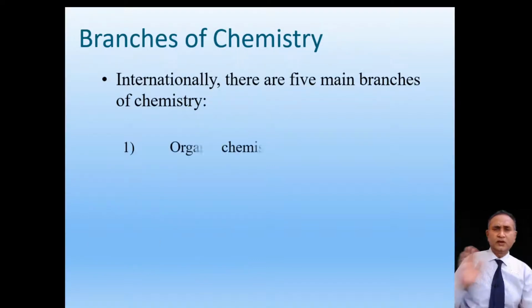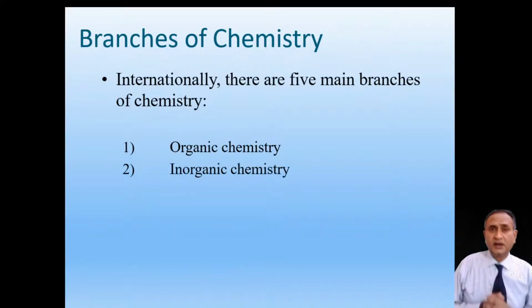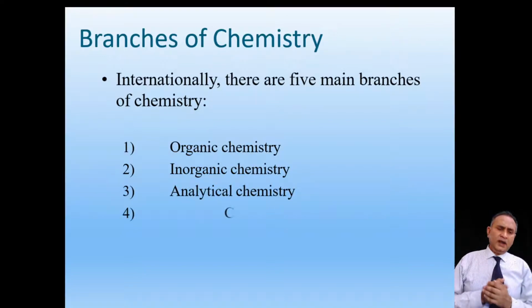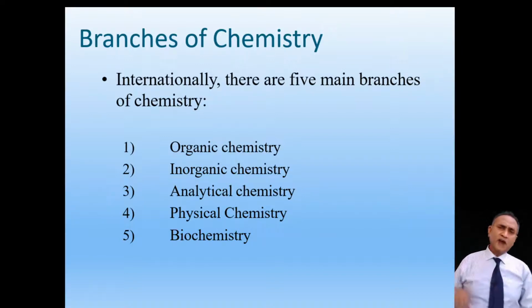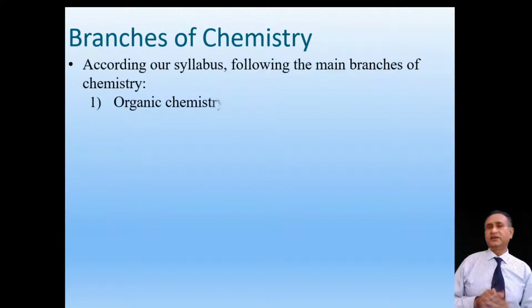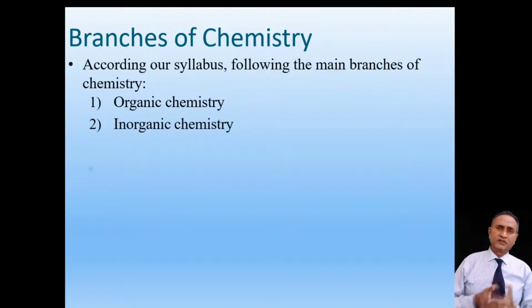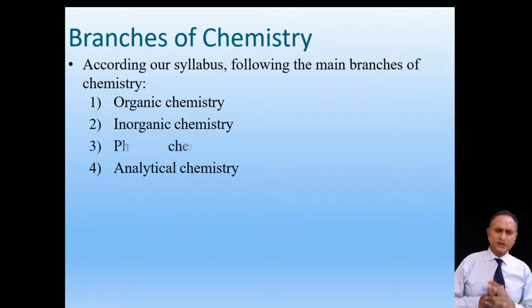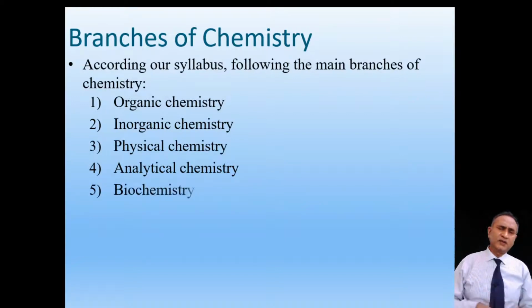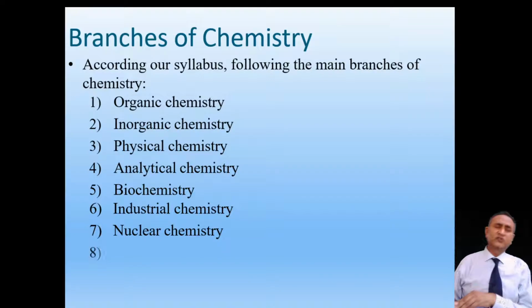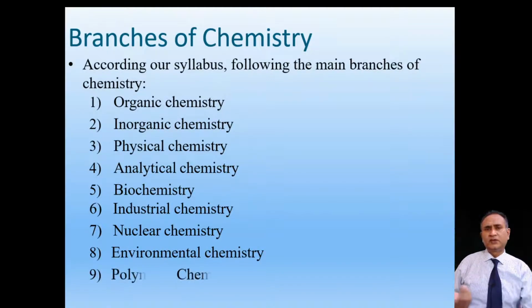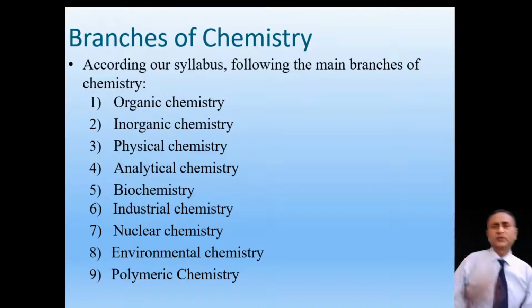All we have discussed. Now, what is the main topic today? Branches of chemistry. Internationally, there are 5 major branches of chemistry: organic, inorganic, physical, analytical, and biochemistry. But in our book, they have discussed 9 different branches of chemistry: organic chemistry, inorganic chemistry, physical chemistry, analytical chemistry, biochemistry, then industrial chemistry, polymeric chemistry, environmental chemistry, and nuclear chemistry. So we'll define and see these branches one after the other.